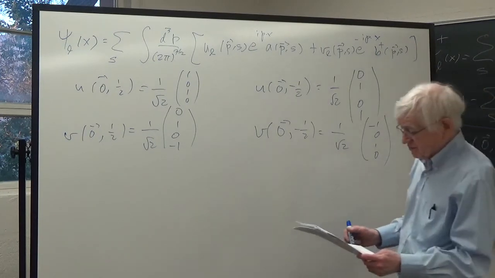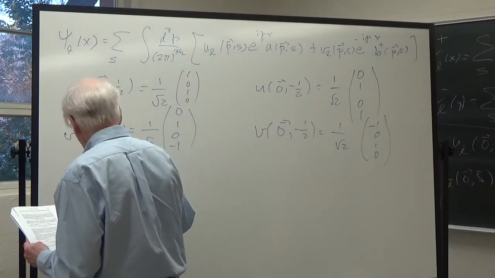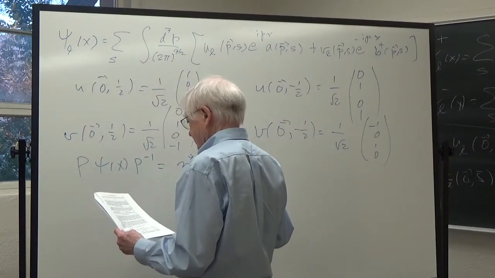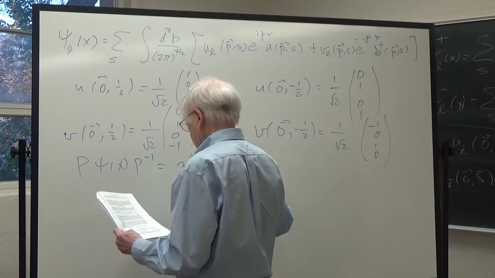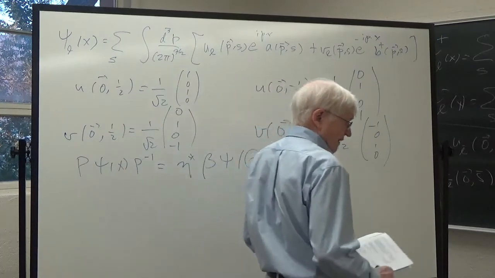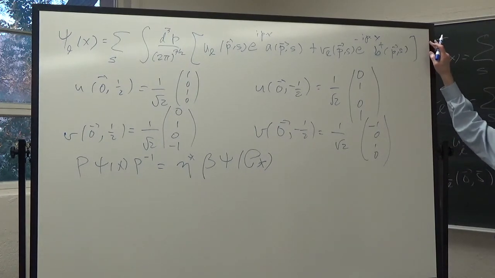And so then under parity, P psi of x P inverse is an arbitrary phase, typically times beta times psi of Px. And the field obviously satisfies the Klein-Gordon equation because it's e to the minus i p x. But it satisfies another equation, the Dirac equation.